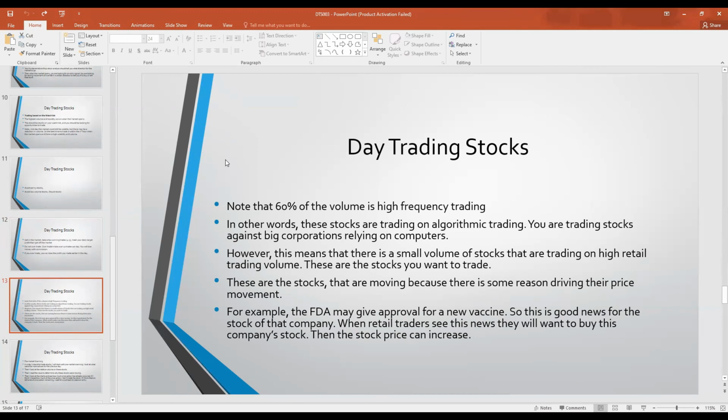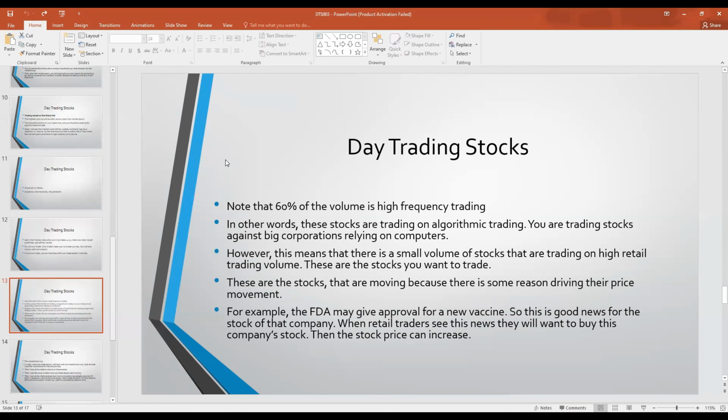Now, 60% of the stocks that are traded on the market are traded based on high frequency. These are stocks that are traded by computers. Essentially, these stocks are traded by big corporations relying on computers. This means that there's a small volume of stocks that are traded on high retail volume. Retail volume is when retail traders like ourselves do our fundamental analysis. We look at the demand and supply conditions, and then we buy the stock based on these demand and supply conditions. These are the stocks that you want to trade.